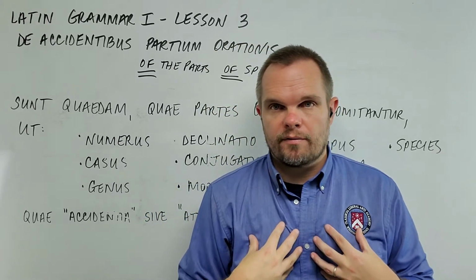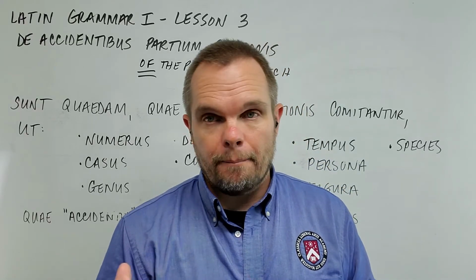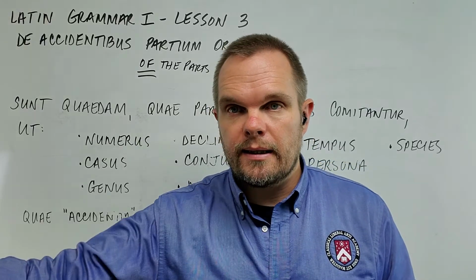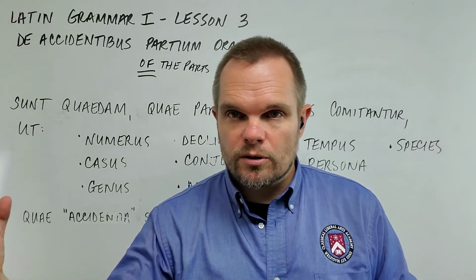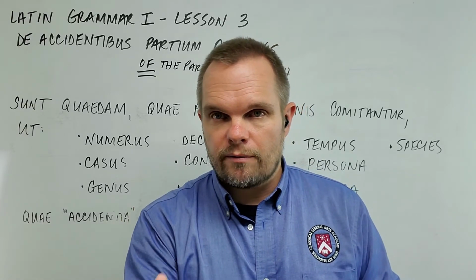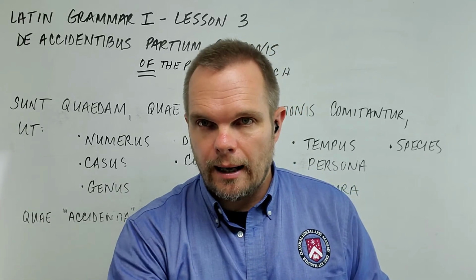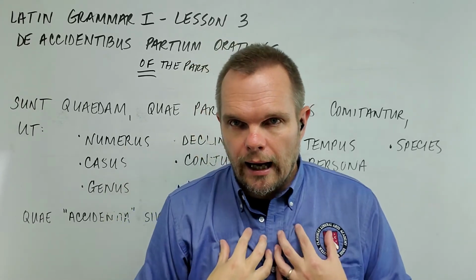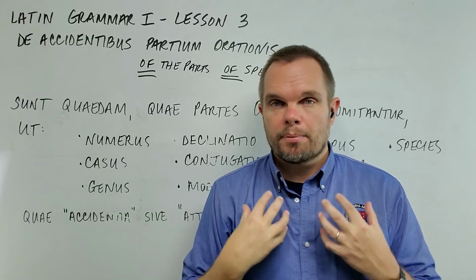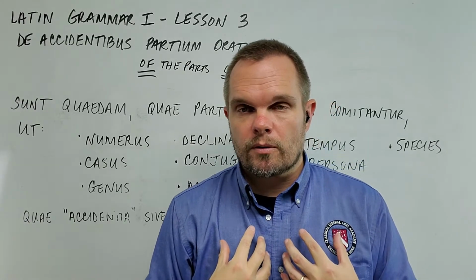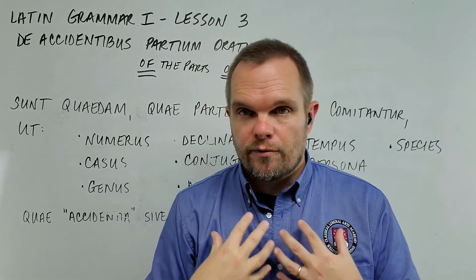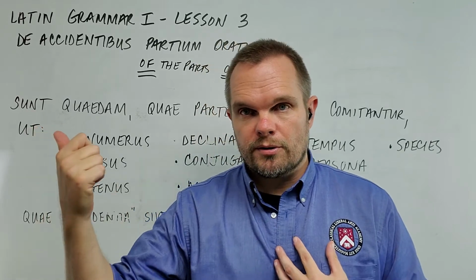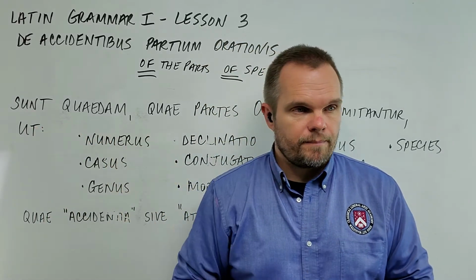Amo, I love. And then amat. Tertia persona, third person. Amat, he loves. The idea he or she or it is built into that verb. Amat, he loves. Amas, you love. Amo, I love. That is the person of the verb. There are three persons of verbs. First person, amo. Second person, amas. Third person, amat. All right?